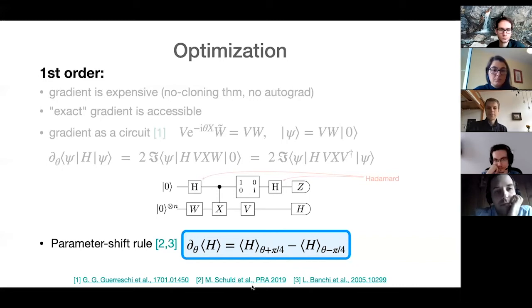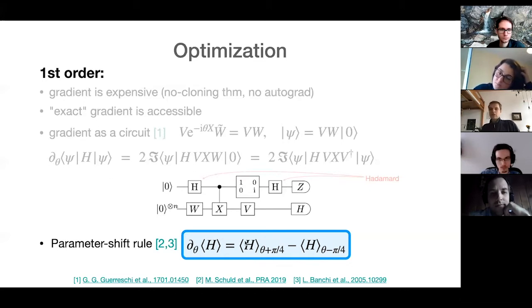then we only have to shift our parameter by pi over 4 and minus pi over 4, and the difference of these two values gives us the exact gradient. So what we see is also that this is the exact gradient as long as we have access to these expectation values. But this is obviously something that's not the case, as Michael already said. We can only estimate them.